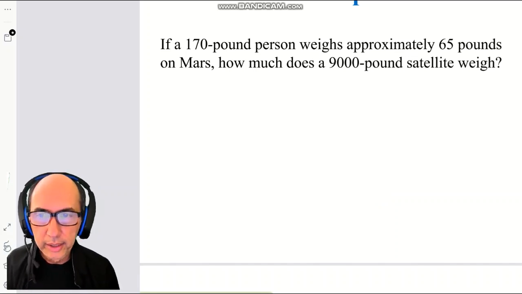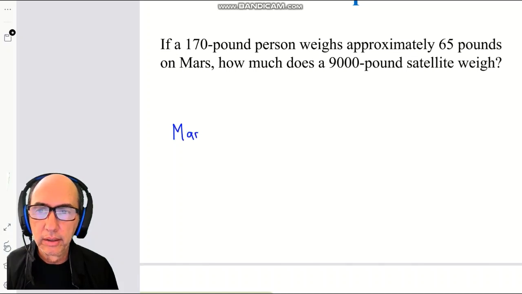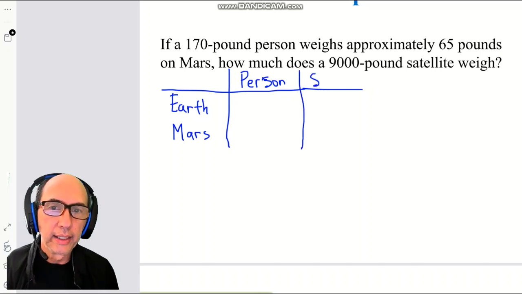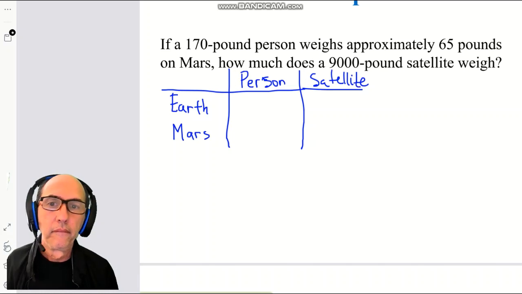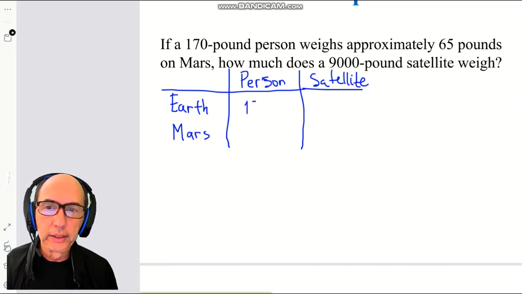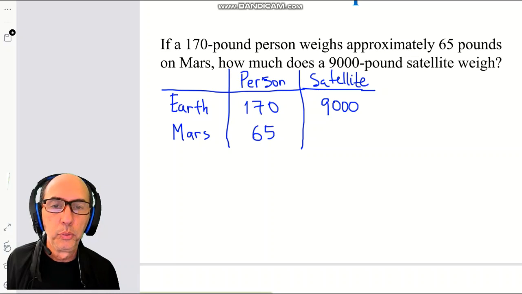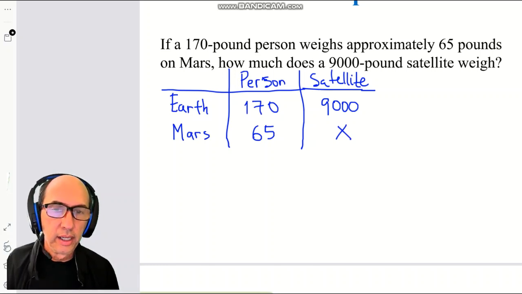That is the question. Let's draw a simple table here. This is on Mars and on Earth. And this is going to be a person and the satellite. The person weighs on Earth 170 and on Mars 65 pounds. The satellite weighs 9,000 pounds on Earth, and how much on Mars? We don't know, right? But we will have a ratio here and the same ratio there.